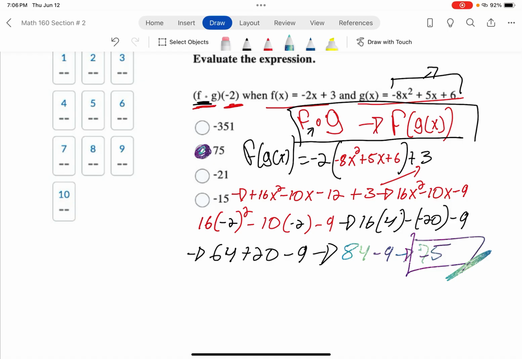Sorry for the confusion, because at the beginning I was thinking this was a multiplication, f times g, but there was no multiplication. It was the composite of f, composite of g. So this is the equation for this. When you have the equation, this is the answer. Those are the steps. Follow the steps.